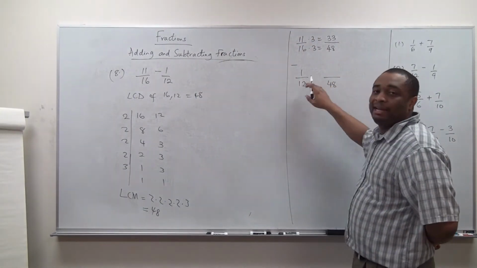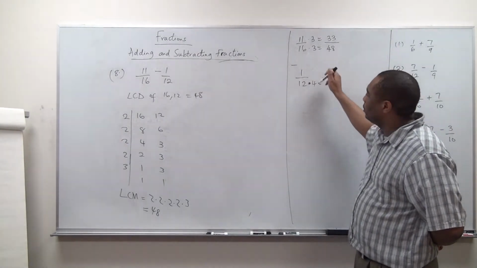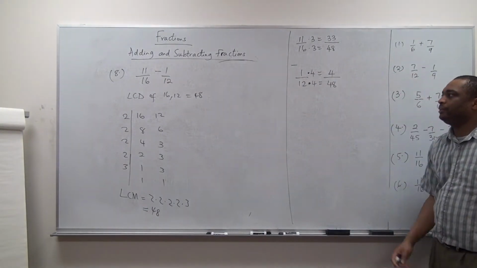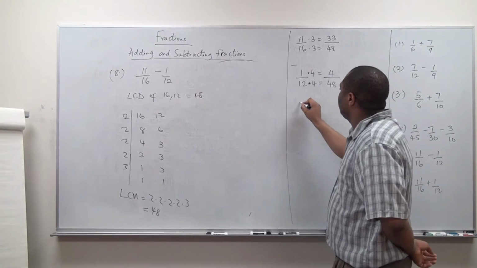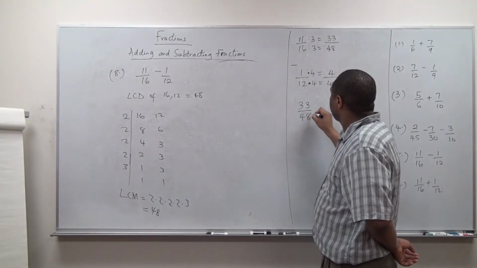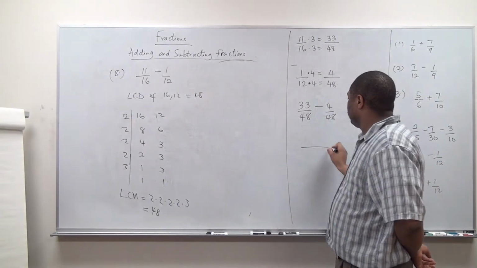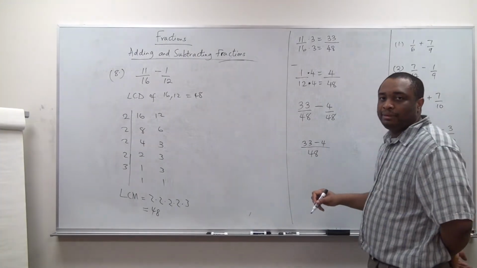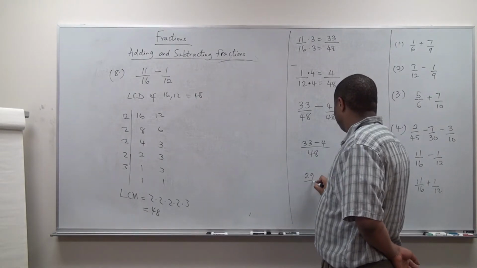Then for 12, 48 divided by 12 is 4. Whatever you do to the denominator, do it to the numerator, times 4. So we see that 4 over 48 is the equivalent fraction of 1 over 12. They now have a common denominator. You now do 33 over 48 minus 4 over 48. Of course, this will now be a common 48, 33 minus 4. And 33 minus 4 will give you 29 over 48.